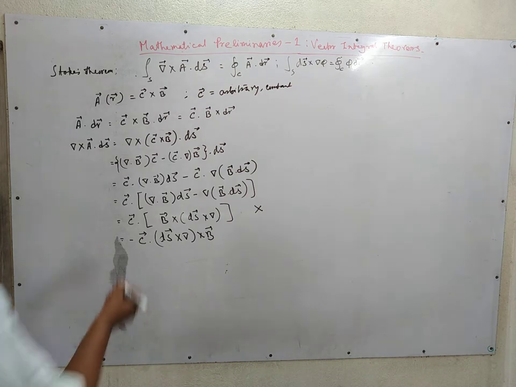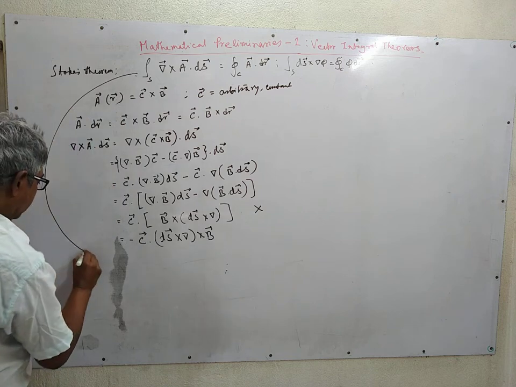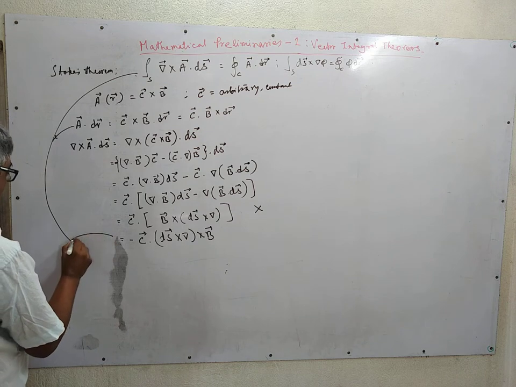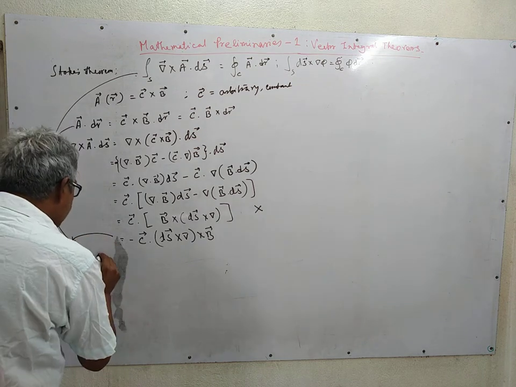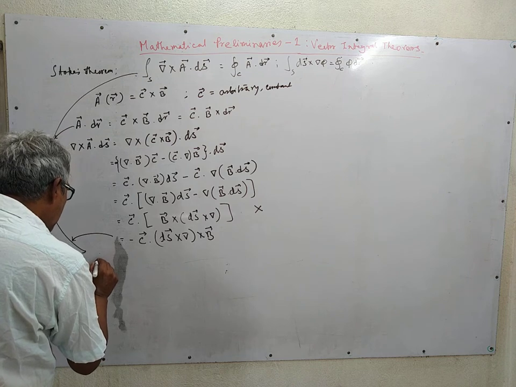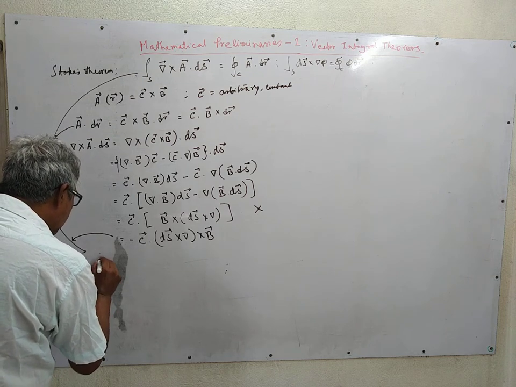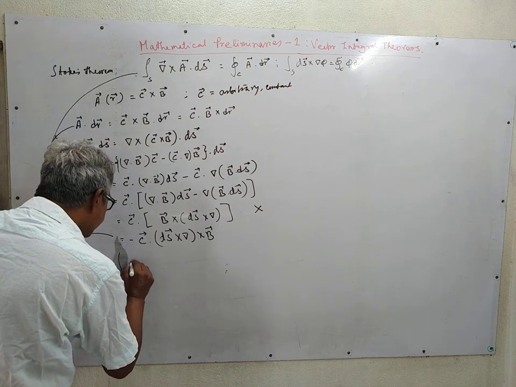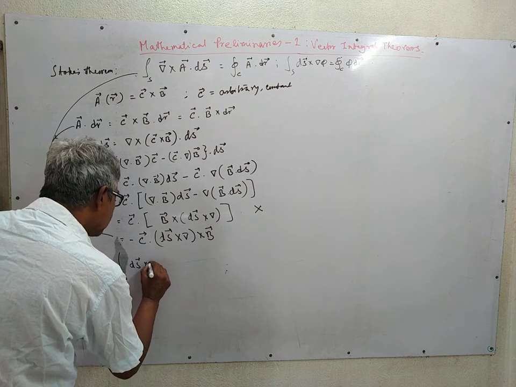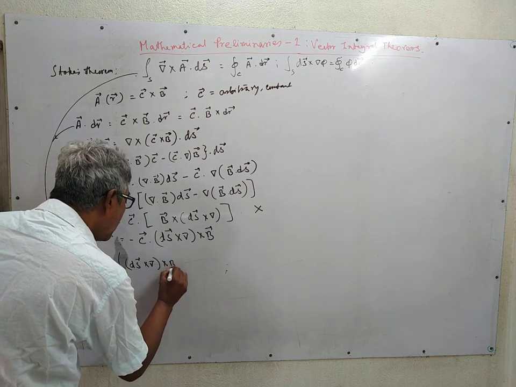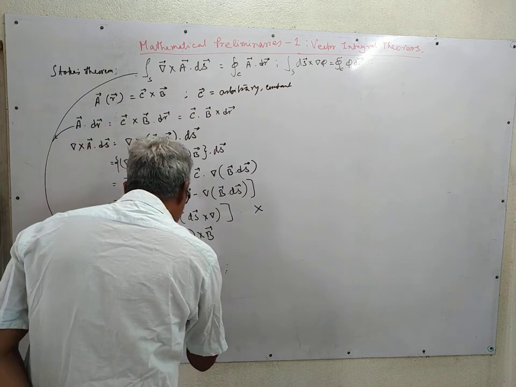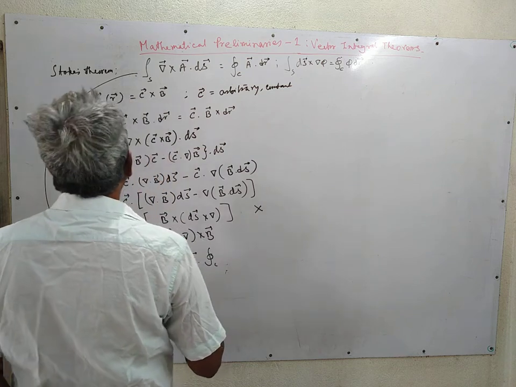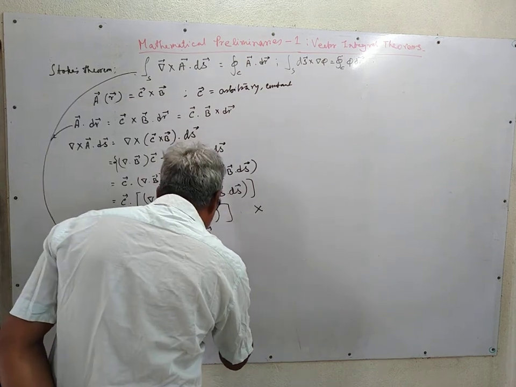So if we apply this result on this, we get on the left hand side minus C dot surface integration ds cross B is equal to C dot contour integration B dot D, B cross dr.